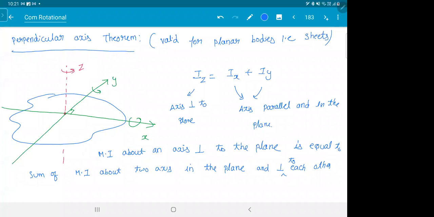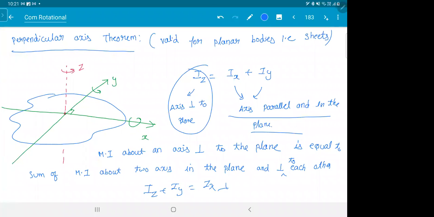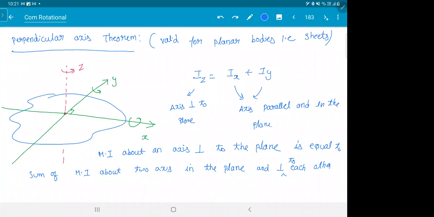So the main thing is you can use this theorem when you have two axes in the plane. You can't write it like this: I_z plus I_y is I_x. This is wrong. Why? X is not in the plane. The perpendicular one is equal to the parallel ones. Are you getting it? The axis which is perpendicular to the plane will be equal to the sum for the axes in the plane. You can't choose any two random axes. It doesn't work. And all should pass through the same point. I'll show you an example. So I_x and I_y are in the plane and I_z is perpendicular to the plane.